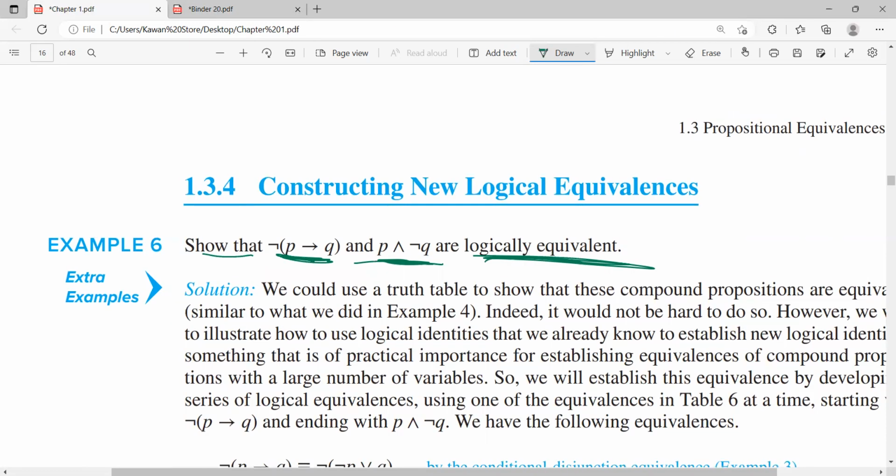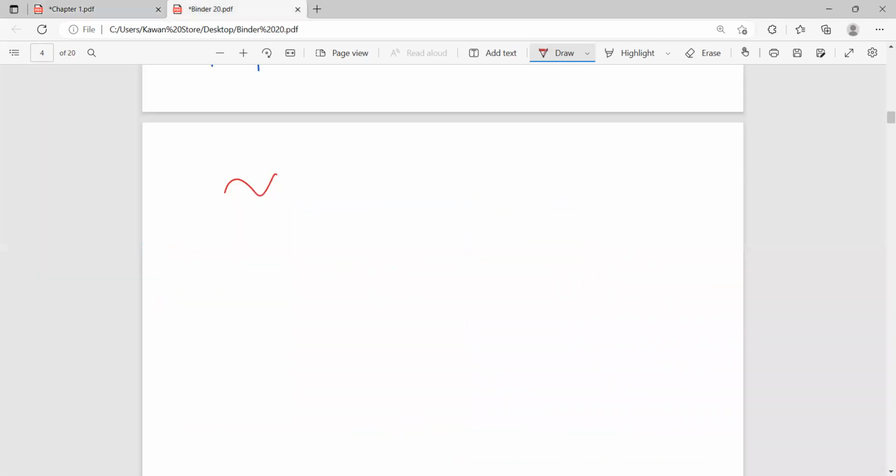Negation. P implies Q is equivalent to what? Equivalent to P and negation Q. Yalla. It's like a game.